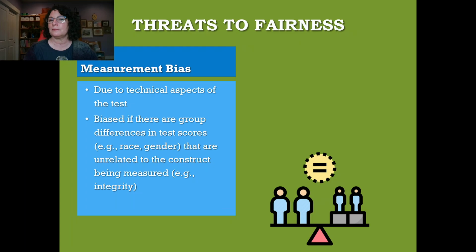You might think, I think it might be the test or the way we're delivering the test. Maybe some groups are not doing these tests as accurately on their phone using their finger to tap. And so maybe it's biased towards men because their fingers are bigger on average. That's what we're talking about with measurement bias.